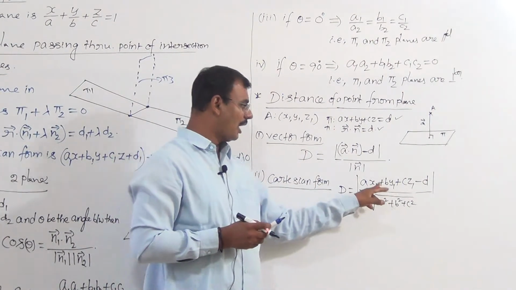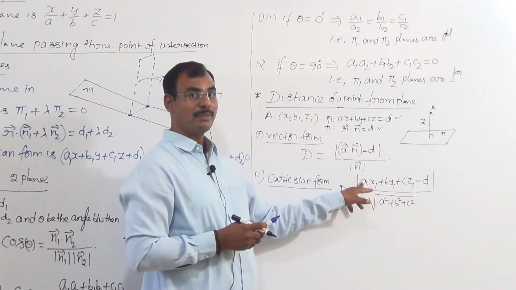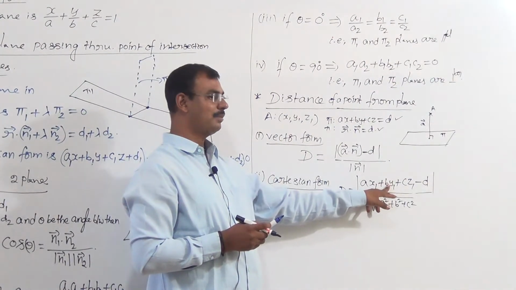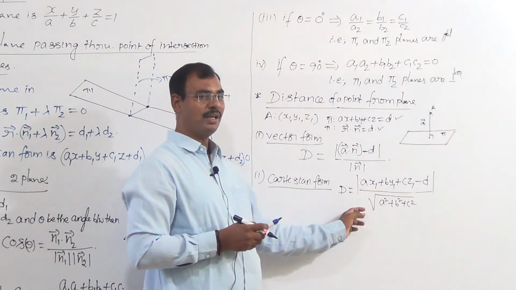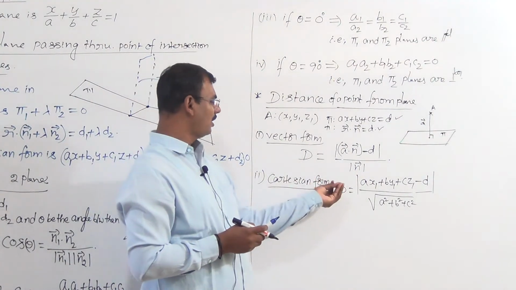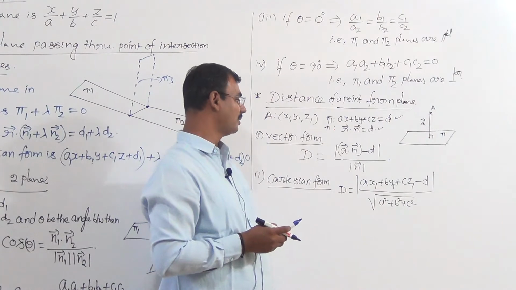You have seen this, haven't you? Yes, in two-dimensional geometry, the perpendicular distance formula is magnitude of ax1 plus by1 plus c, divided by square root of a square plus b square. Here also it is a little the same, but the z coordinate is added, that is the only difference.